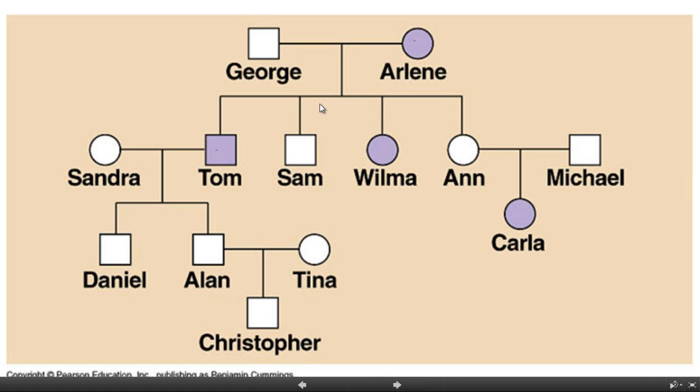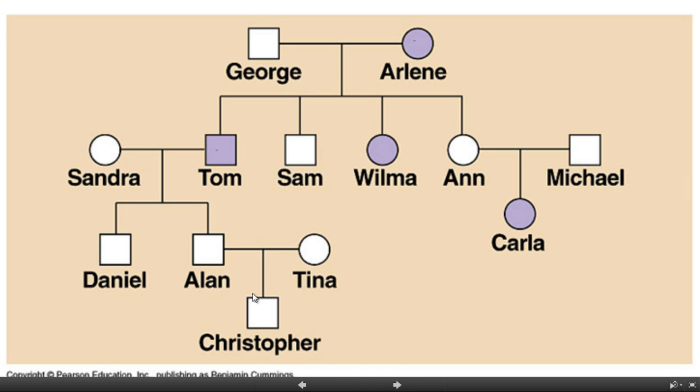What you have here is a family tree, and essentially the oldest people are at the top and then their offspring are on lines joined directly to them. In this case George and Arlene are parents to Tom, Sam, Wilma and Anne. Anne's spouse is Michael, and Sandra is Tom's spouse. Obviously Sandra isn't a blood relative to George and Arlene, and neither is Michael.